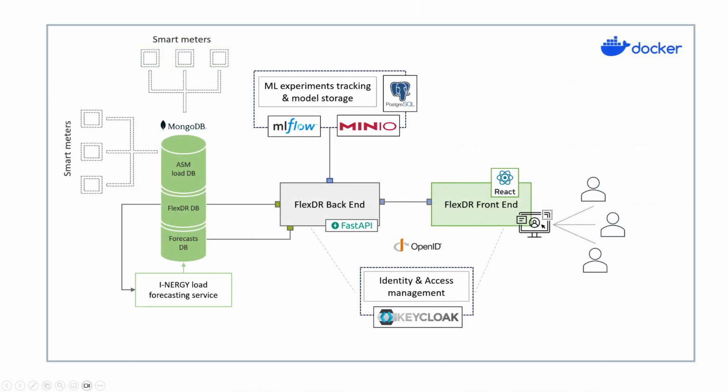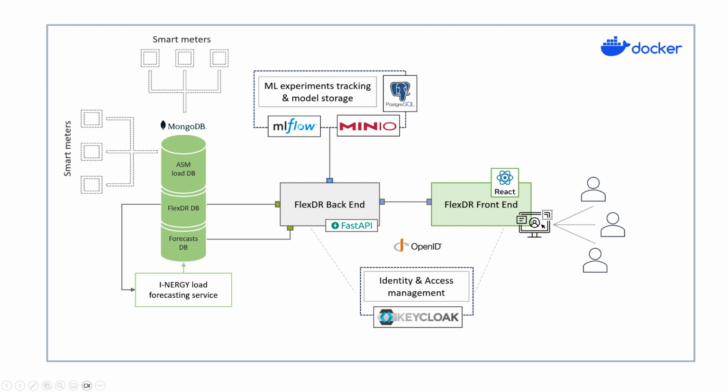After having become familiar with the core functionalities of the application, a high-level architectural diagram is presented. The data from the smart meters get stored in the MongoDB database, which also houses load forecasts generated by the load forecasting service. These forecasts are then utilized by the FlexDR backend as input to the ML model to obtain the cluster assignment. The machine learning model's lifecycle is managed through the MLflow server, in conjunction with MinIO and a PostgreSQL database.